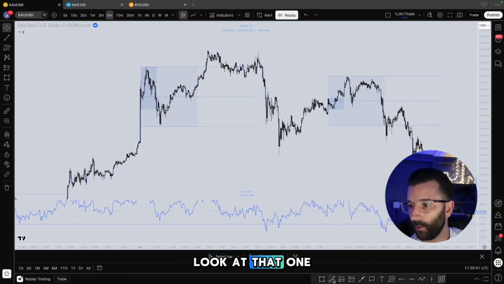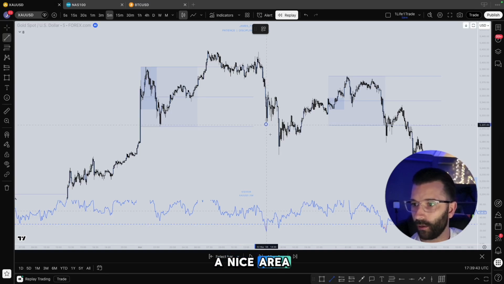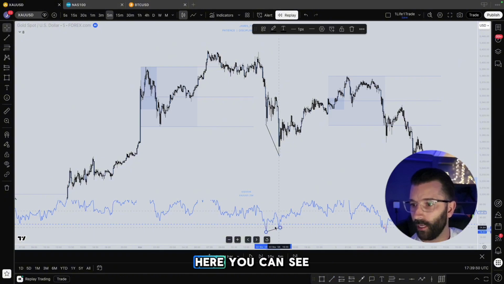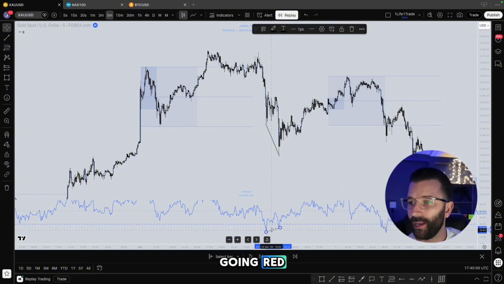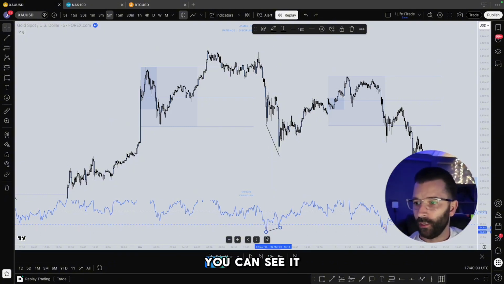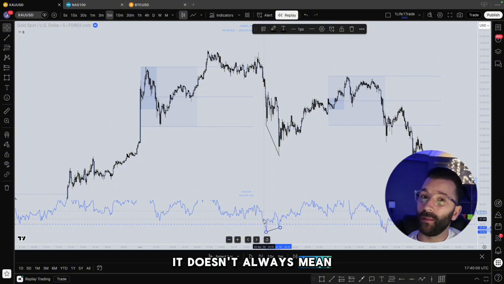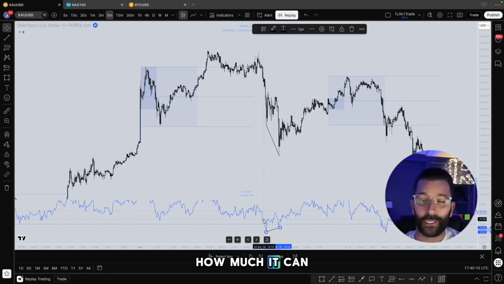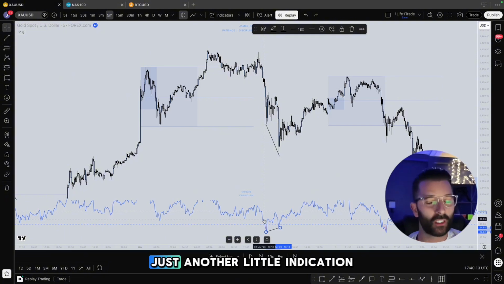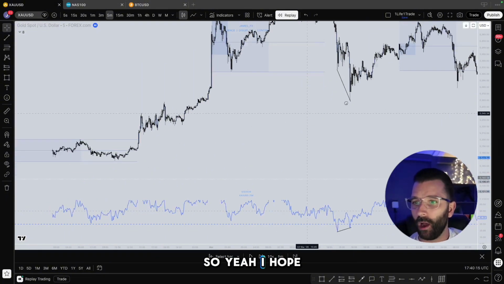Right, we've got that one there. Look at that one. It's come down to a nice area. Look how strong that one is. That's a good one. Here you can see there's a little bit of red. It shows when the market is overly bullish or overly bearish, and when it starts going red, you can see it's stretched. It doesn't always mean the market can't go. By now, probably a lot of you have seen how much gold can drop, how much it can shoot up. It can keep going if it wants. It's just another little indication. So yeah, I hope that helps.